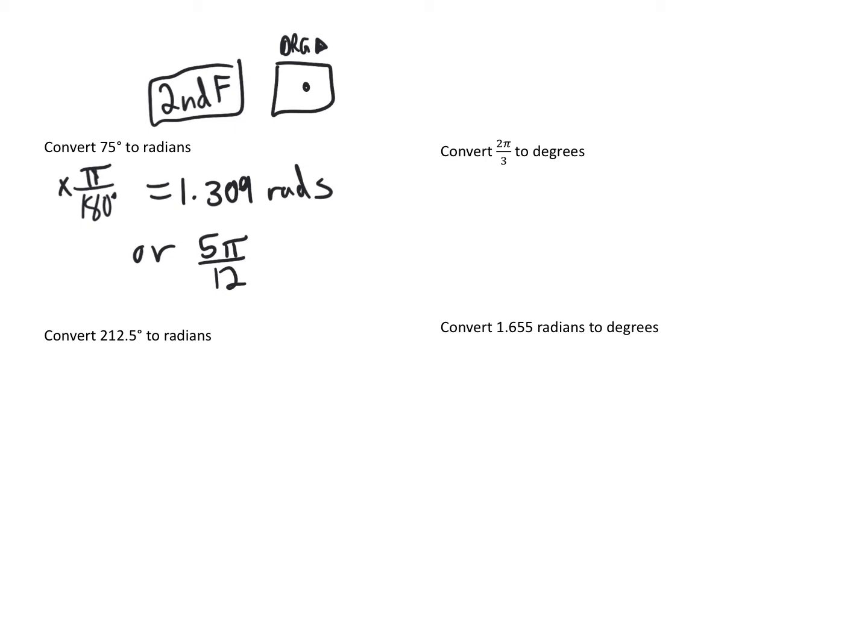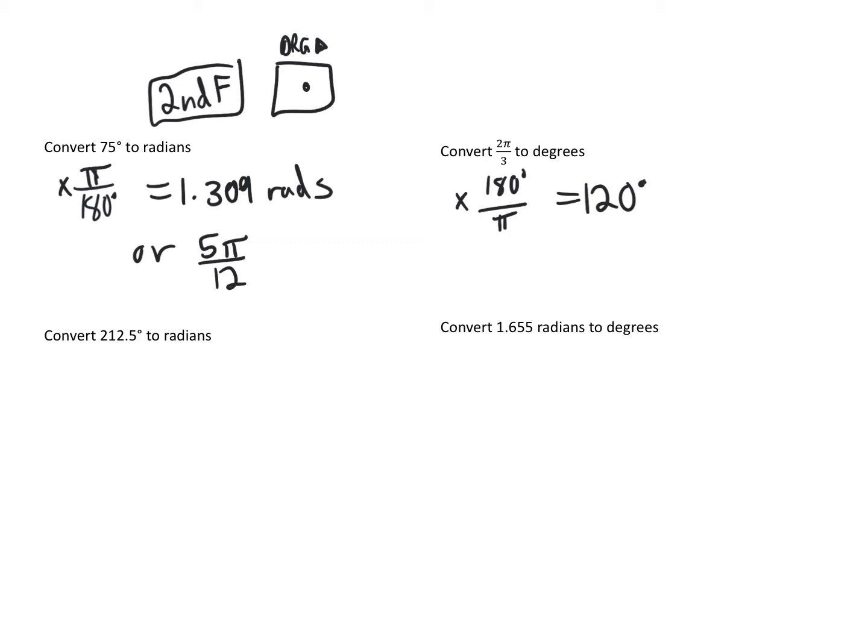For the next example, you can times it by 180 degrees over pi to give 120 degrees, or you can use your calculator again, but you will have to start in radians, type in your 2 pi over 3, and then hit second function decimal in order to get degrees. Because you go from radians, which is 2 pi over 3, second function decimal the first time gives you gradients, and then second function decimal the second time will give you the degrees.